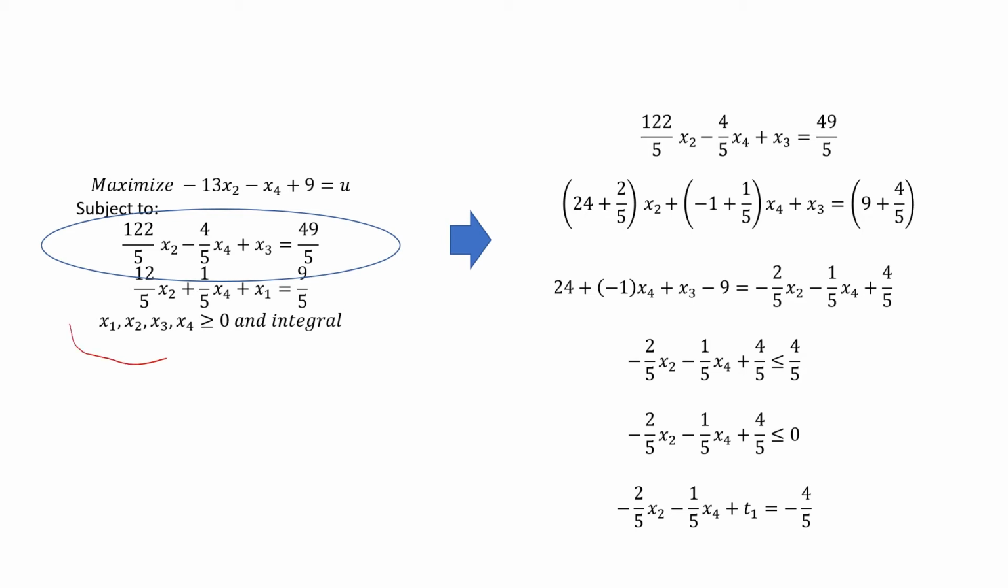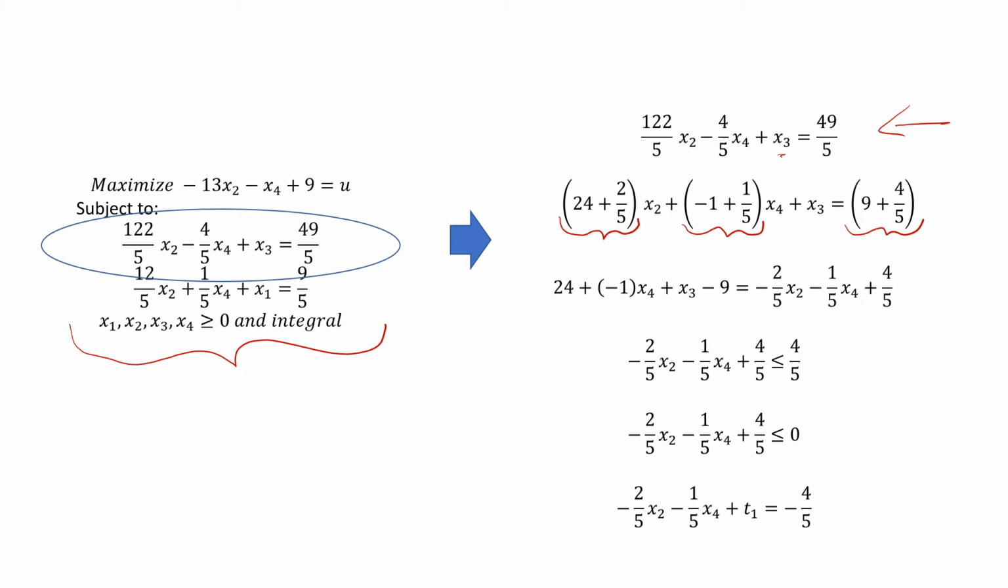So this is the linear program rewritten based on that final tableau. So we take our constraint, that's pulling out that first constraint, and you can see that the x3 is the slack variable in there. Rewrite each of these things, breaking it up into the fractional and integer portion. So 122 over 5 is 24 and 2/5. Plus -1 plus 1/5 plus x3 equals 9 plus 4/5.